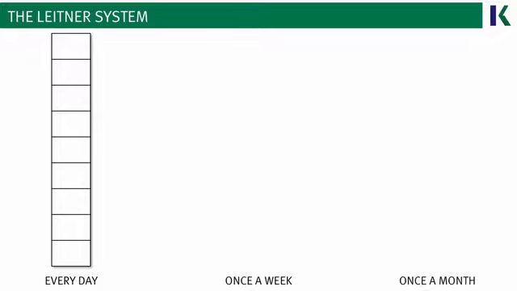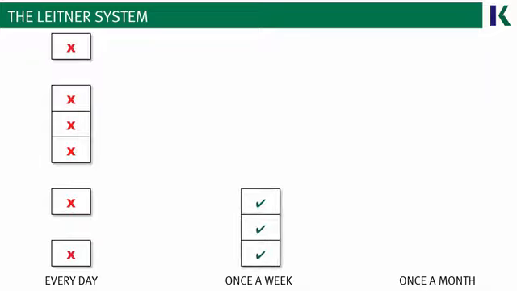In this system, you're going to make 3 piles of the flashcards: an everyday pile, a once a week pile, and a once a month pile. And at the beginning, all of the flashcards will be in the everyday pile. Go through those flashcards, and any of them that you get correct, promote to the once a week pile. Any of them that you get incorrect, leave in the everyday pile, and continue that pattern for a week.